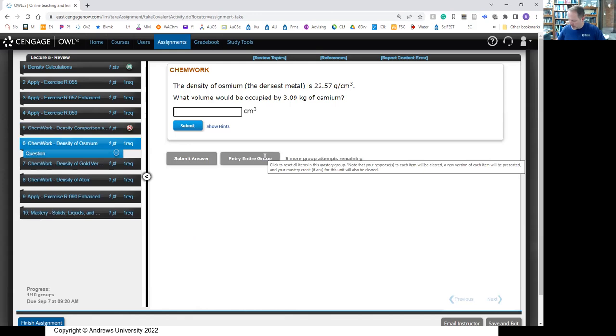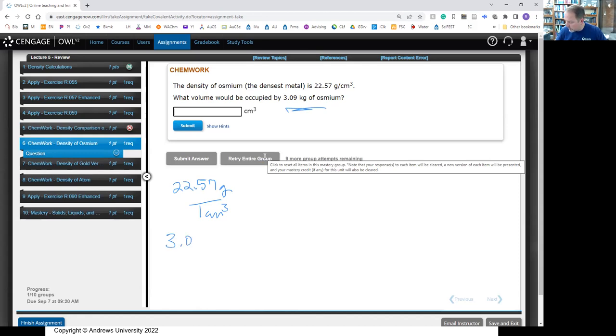Density of osmium. What do we got here? All right, the density of osmium. Well, they already told us 22.57 grams for 1 cubic centimeter. Volume will be occupied by 3.09 kilograms of osmium. All right, so I'm just going to help you set this one up. So remember, don't start with the density, start with the kilograms.